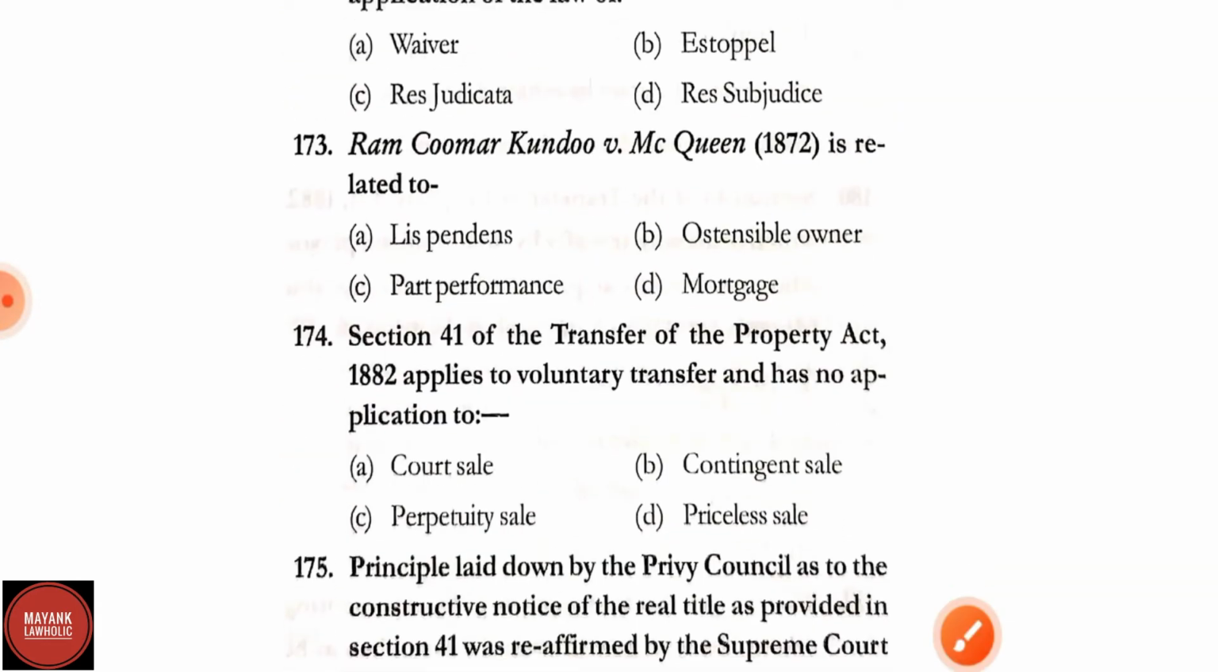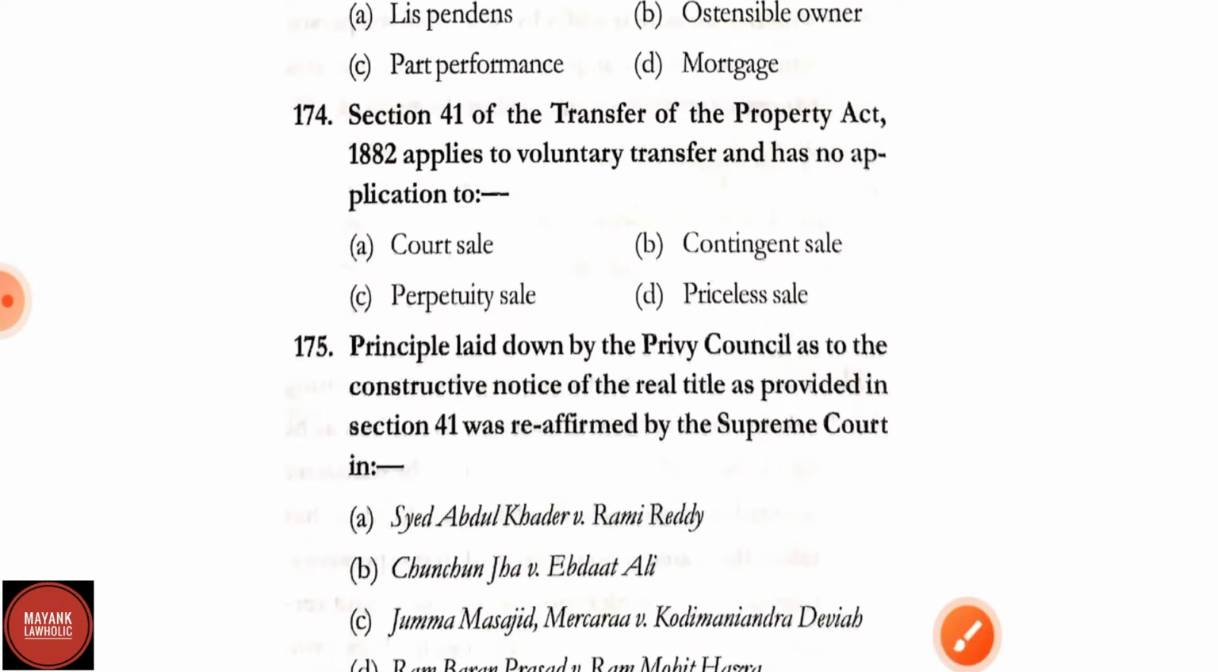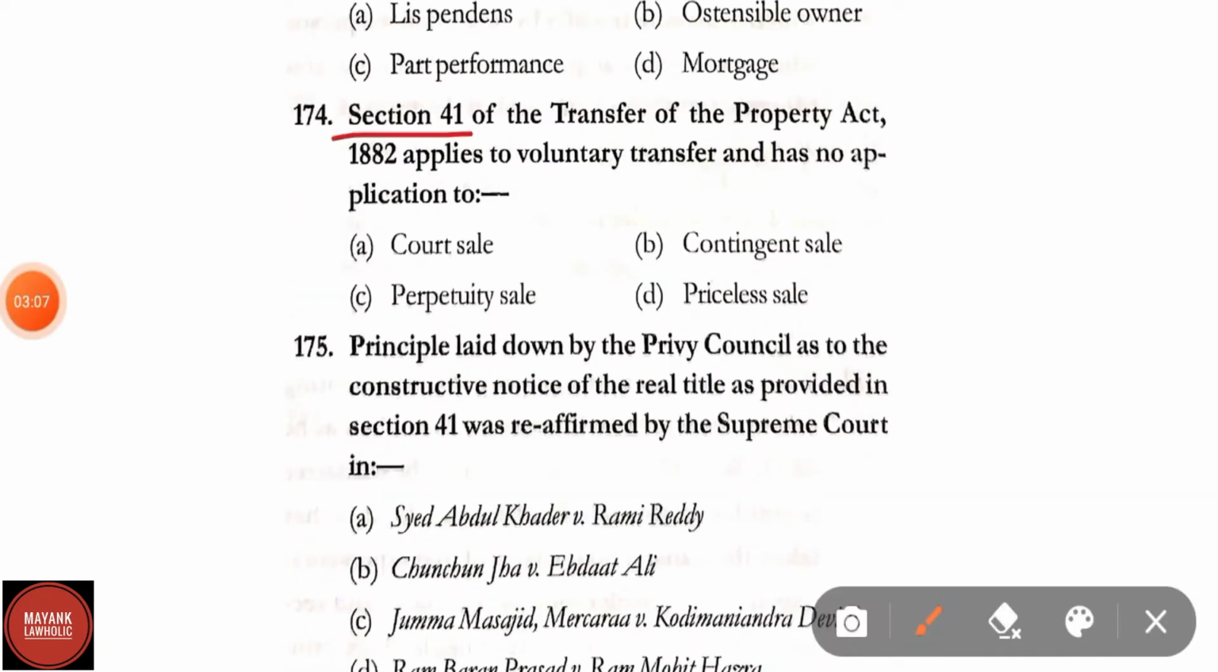Question number 173. Ram Kumar Kundu versus McQueen 1872 is related to: lis pendens, ostensible owner, part performance, mortgage. Correct answer is option B, ostensible owner. Question number 174. Section 41 of the TPA 1882 applies to voluntary transfer and is not applicable to: court sale, contingent sale, perpetuity sale, priceless sale. Correct answer is option A, that is court sale.